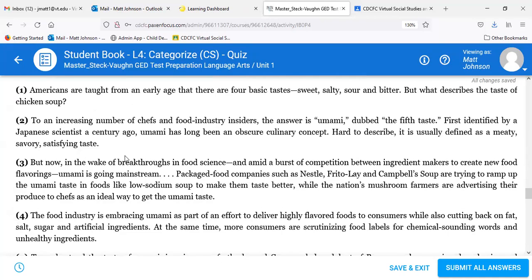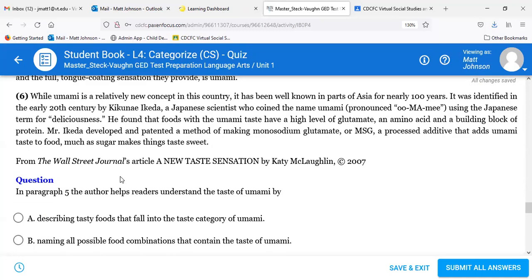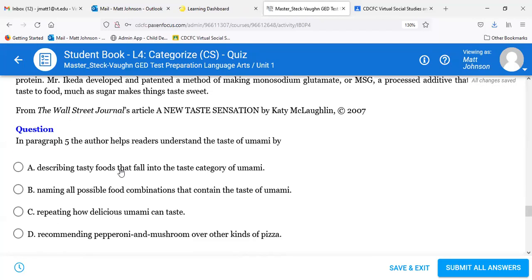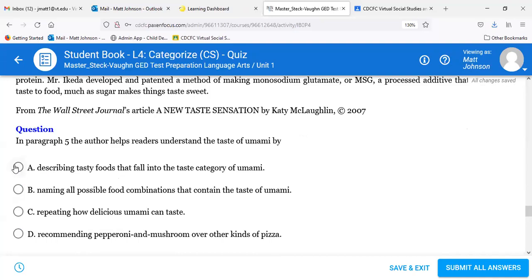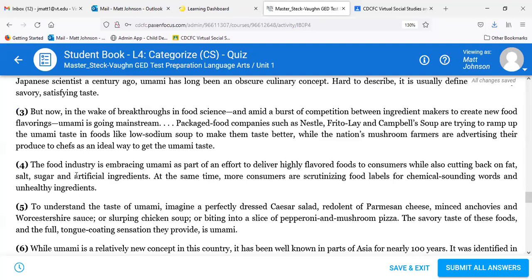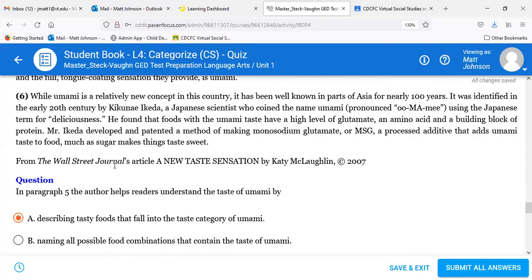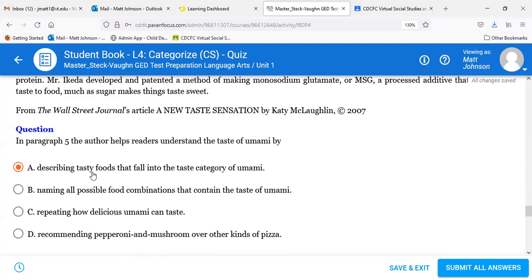So C is savory. Four, in paragraph five, the author helps readers understand the taste of umami by A, describing tasty foods that fall into the taste category, B, naming all possible food combinations that contain it, C, repeating how delicious umami can taste, or D, recommending pepperoni and mushroom over other kinds. We're on four, right? It's A. He just describes a number of the foods, right? So he talks about chicken soup, and he talks about a Caesar salad with Parmesan and anchovies. So, yeah, he doesn't name all of them, right? He does recommend pepperoni and mushroom, not over other kinds of pizza, but he recommends that as an example. So, yeah, it's a broad sort of general description and category that he's using here. So it's A.